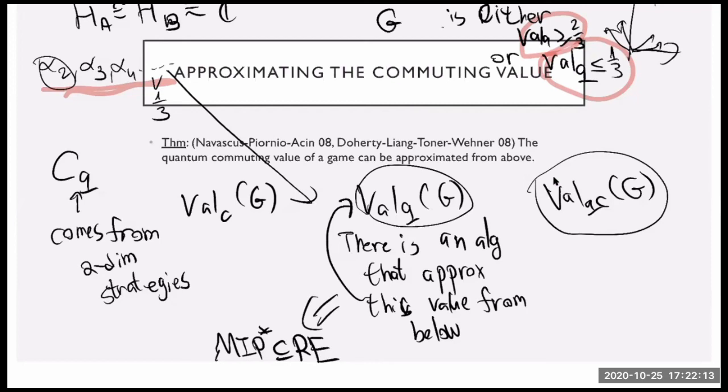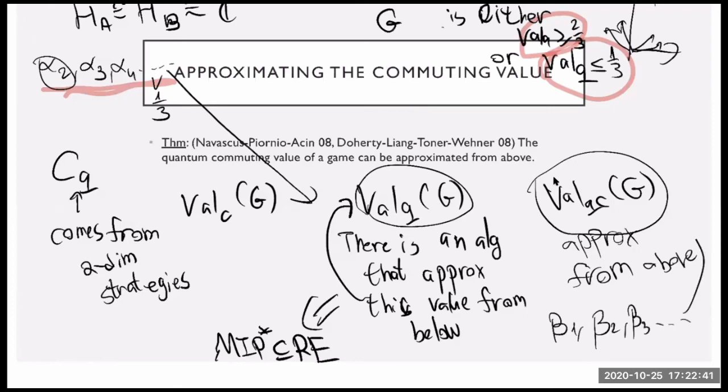Great. The other way around, val_QC: this is the theorem that says that this value can be approximated from above. So the quantum commuting value can be approximated from above. Meaning, what they showed is that you can generate a sequence of non-negative numbers, beta 1, beta 2, beta 3, and so on, that is non-ascending, it can only decrease, and it converges from above to the quantum commuting value. Okay?